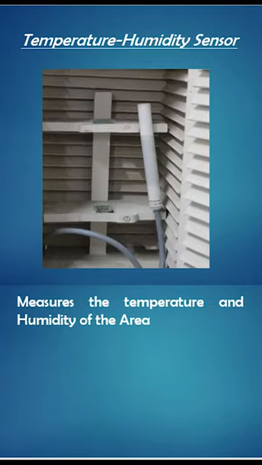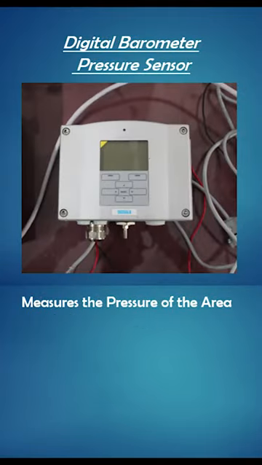The temperature humidity sensor measures the humidity and temperature of the area. The digital barometer pressure sensor measures the pressure of the area.